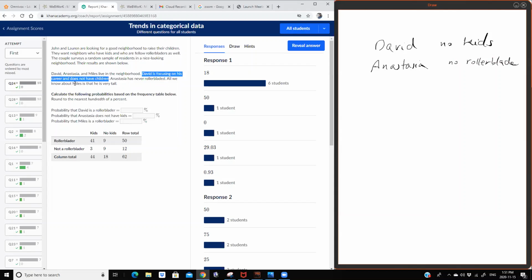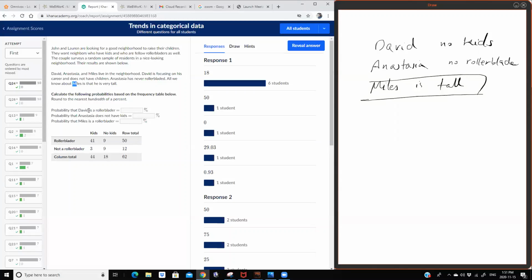And we also have a third person, Miles. And we know that Miles is very tall. So Miles is tall. Basically, we know nothing about Miles except that he is tall. So the information that is provided about Miles has nothing to do with the information presented in this table. It's totally irrelevant. Now, what are the questions?